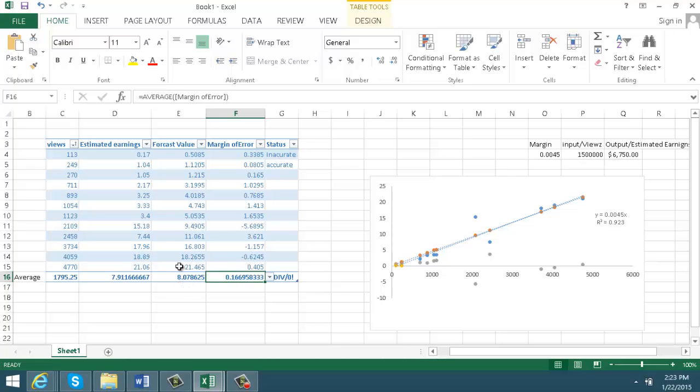So, my forecast is not totally off from my estimated earnings. It's just a 0.1 point. It's just 16 points. 1 point away from my estimated and my predicted.